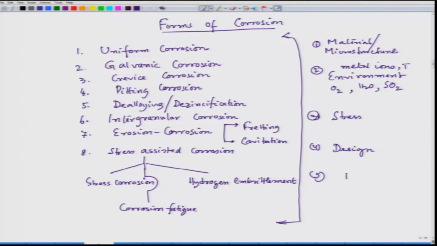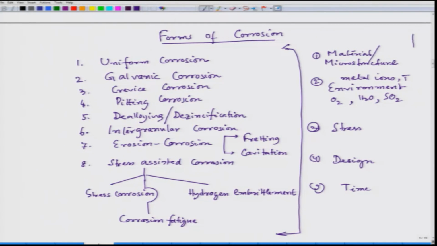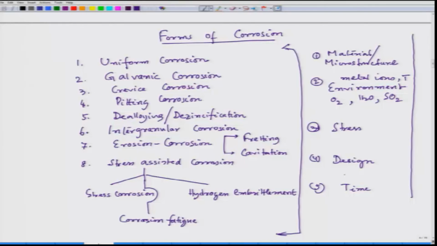Finally, fifth is time. Of course, if something is exposed for a longer duration, there will be more corrosion. So, these 5 major factors are crucial. In my next lecture I would talk about these 8 forms of corrosion in a nutshell. We will not go into greater depth into these particular corrosion modes, because that is not our purpose. Our purpose is to understand the fundamentals of corrosion, and then of course on the way we will see the effect of these 5 factors. Let us stop, we will continue in our next lecture. Thank you.